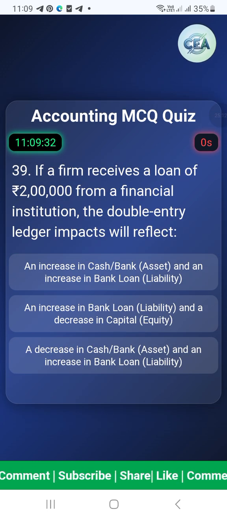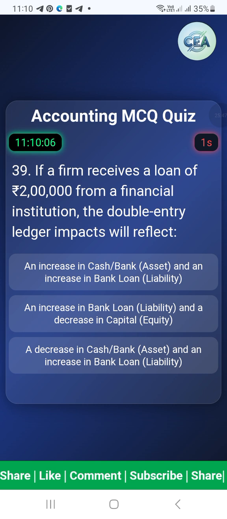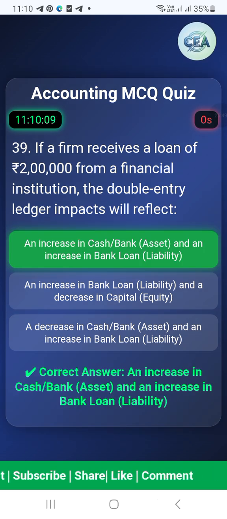39. If a firm receives a loan of 200,000 rupees from a financial institution, the double entry ledger impacts will reflect. Option 1. An increase in cash bank asset and an increase in bank loan liability. Option 2. An increase in bank loan liability and a decrease in capital equity. Option 3. A decrease in cash bank asset and an increase in bank loan liability. Correct answer is an increase in cash bank asset and an increase in bank loan liability.